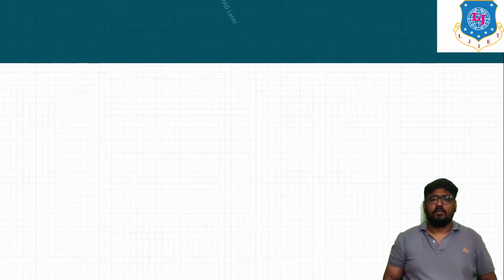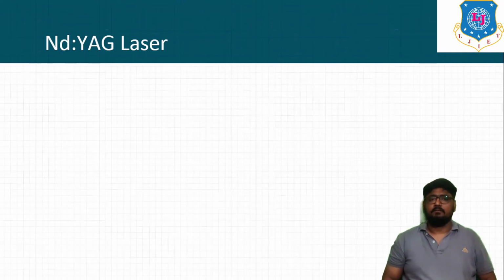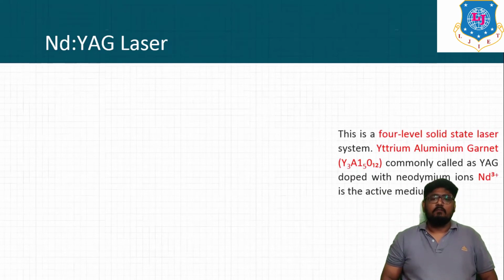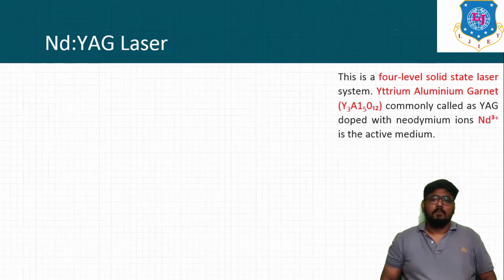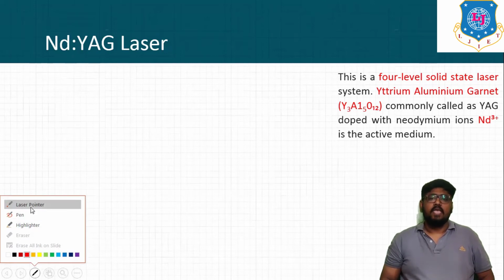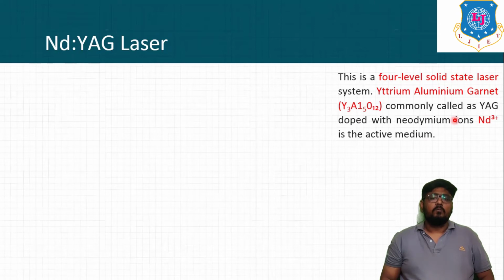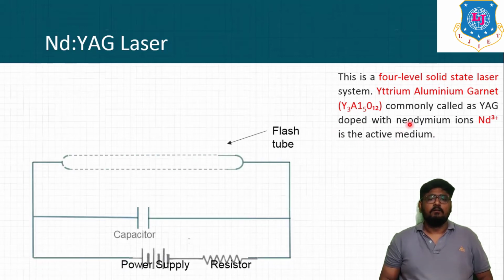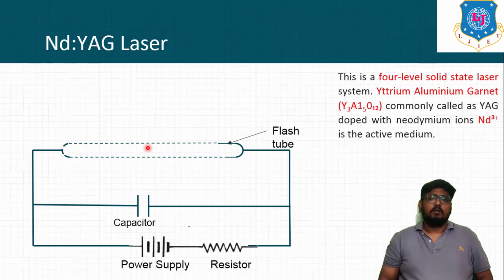Now, the next topic is the Nd:YAG laser. This is a 4-level solid-state laser system in which yttrium aluminum garnet, that is Y3Al5O12, a chemical compound commonly called YAG, is doped with neodymium ions Nd3+, and it is the active medium. As you can see in the figure, there is a xenon or krypton flash tube. The power supply system is attached in a circuit diagram. Okay.